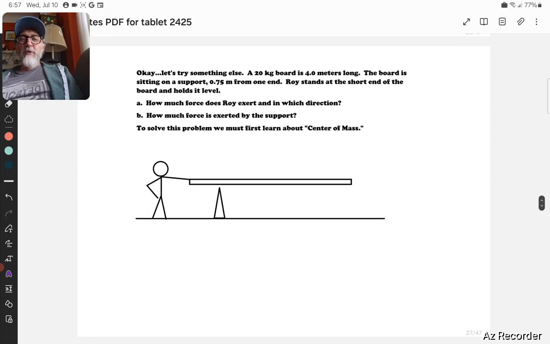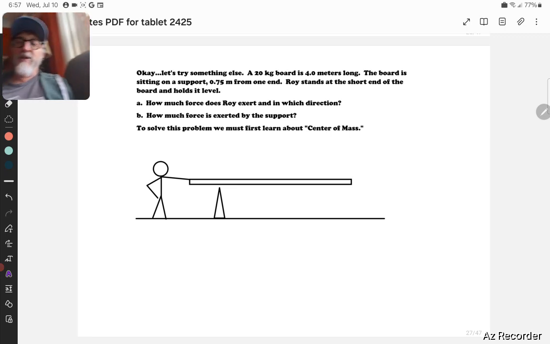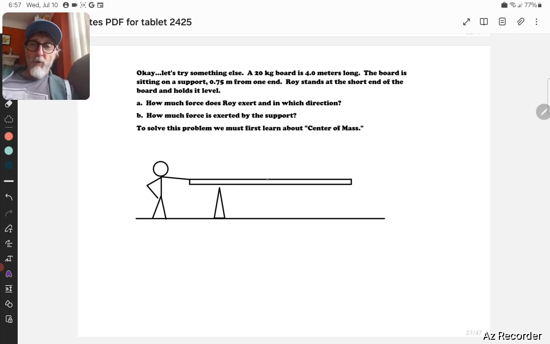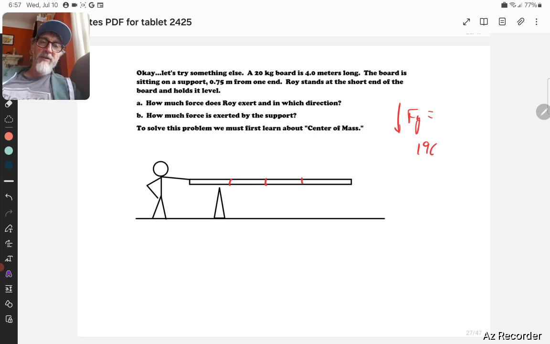So here's what I want you to imagine. We've got this board, right? And the problem tells us it's a 20 kilogram board and it's 4 meters long, right? So let's go ahead and break the board up into 4 little chunks. There we go, 4 meters, right? And the problem tells us it's 20 kilograms, all right? So our force of gravity on this thing is going to be 20 times 9.8, so 196 newtons, right?